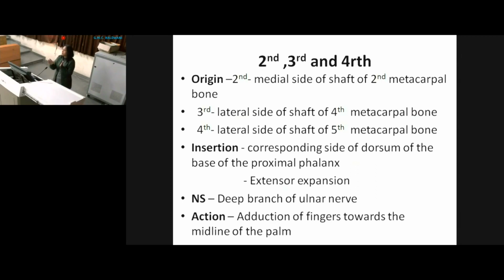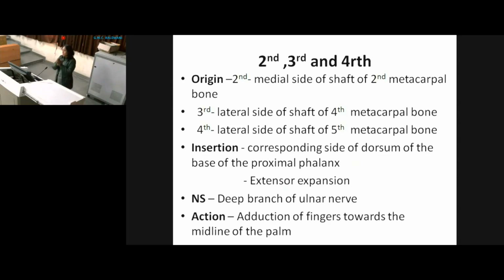Insertion: all of these are inserted into the dorsal digital expansions, so they cross the metacarpophalangeal joints. These palmar interossei and the dorsal interossei are all supplied by the ulnar nerve. There is no confusion of medial or lateral; all are supplied by branches of the ulnar nerve.